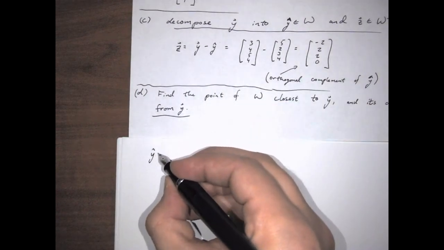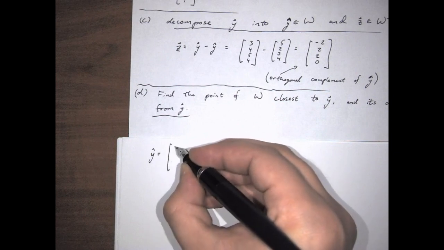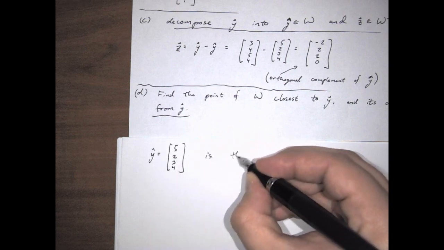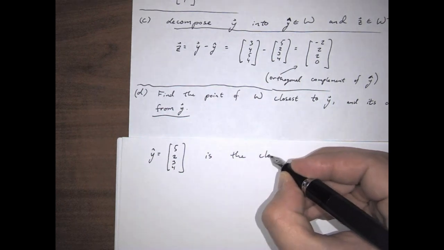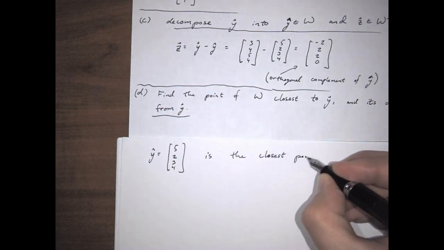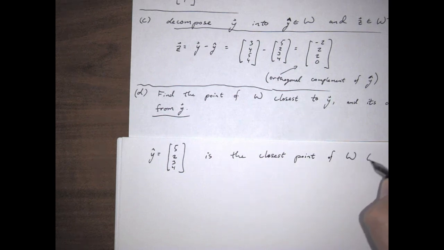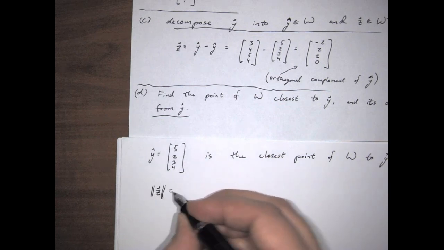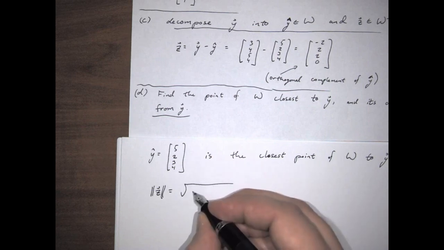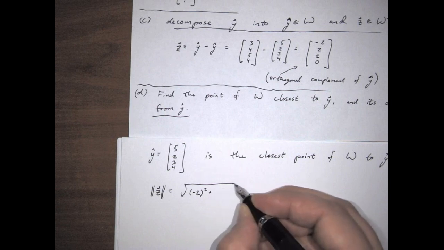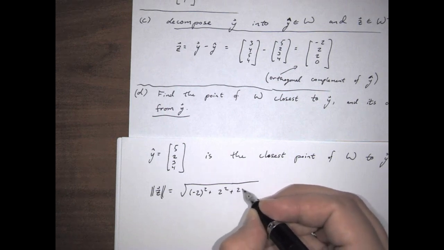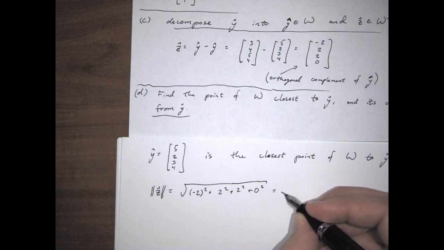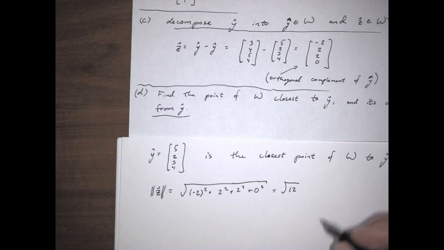So, the orthogonal projection 5, 2, 3, 4 is the closest point of W to Y, and then the magnitude of the z, which is equal to square root of negative 2 squared plus 2 squared plus 2 squared plus 0 squared, which is equal to 4 plus 4 plus 4, square root of 12. We can just leave it like that. We don't have to go nuts on simplifying things.